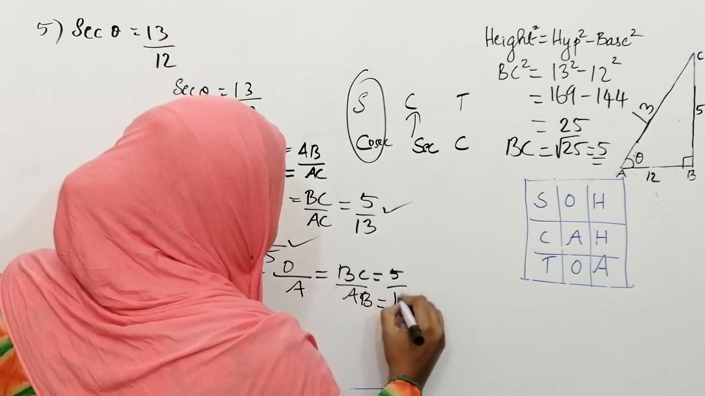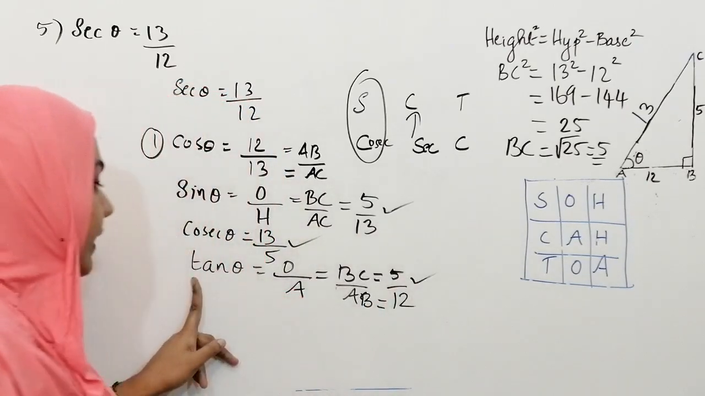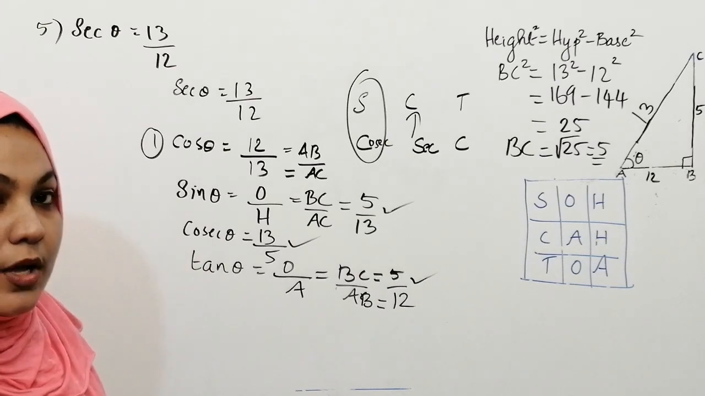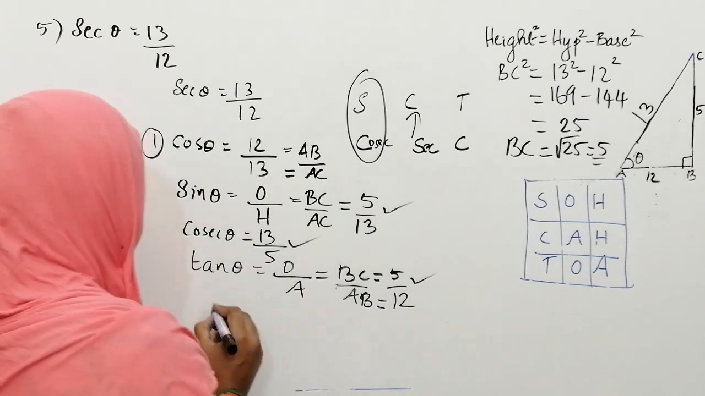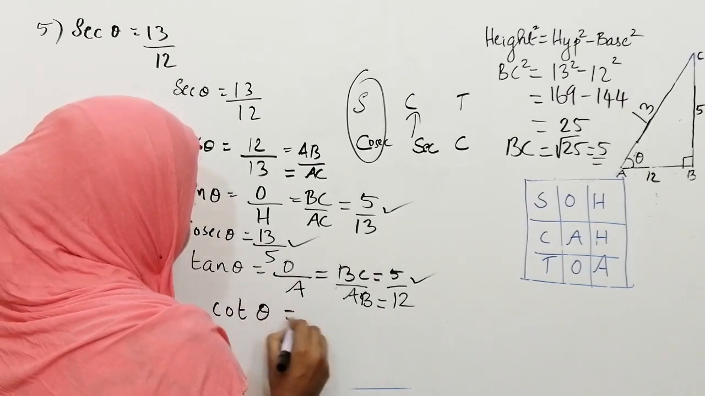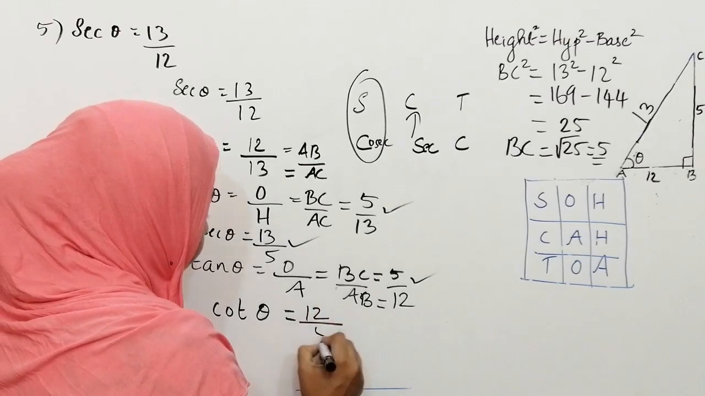So we found the value for tan theta. You know that tan theta is the reciprocal of cot theta. So from this we can find cot theta. Cot theta is equal to the reverse of tan theta, that is 12 by 5.